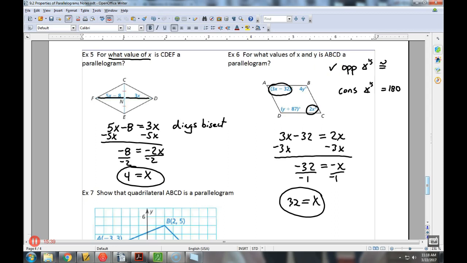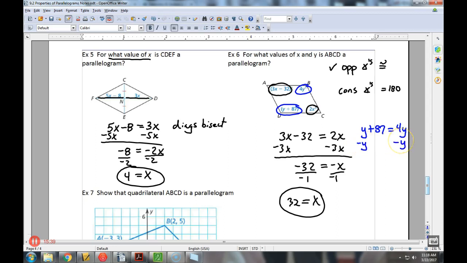Now if I wanted to, I could plug 32 in for x and find y using the consecutive angles, or I could just play the game again, putting the y's equal. Maybe I'll do that. I'll just say, hey, you two have to be equal. So y plus 87 has to equal 4y. And I just do the exact same game.